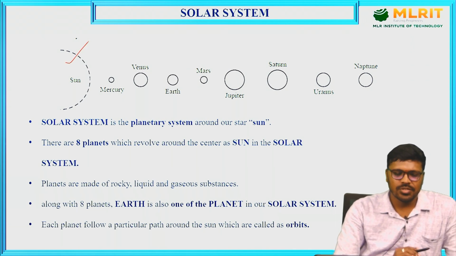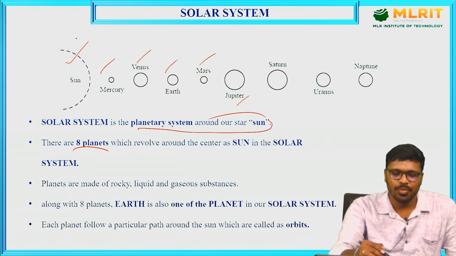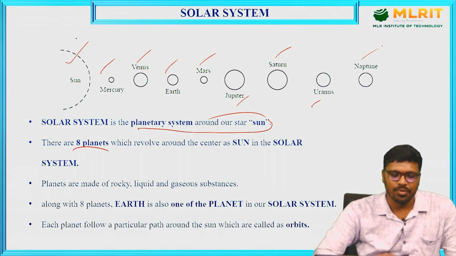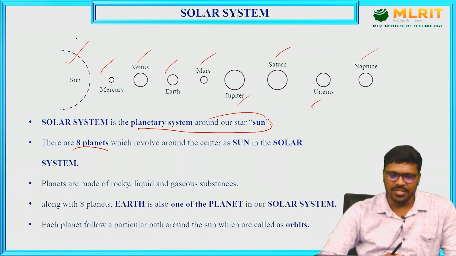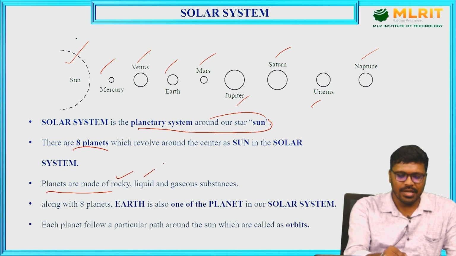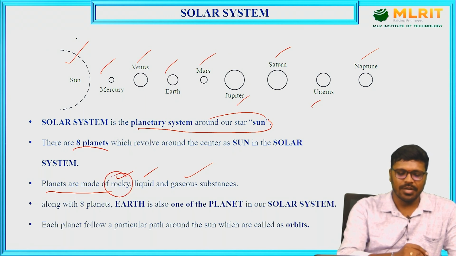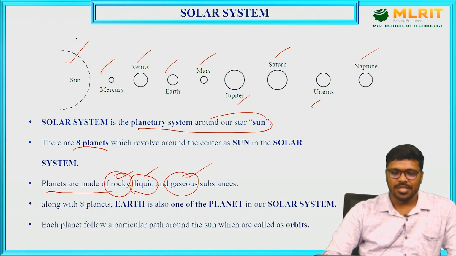Okay, coming to our solar system, the Sun is the center and there are 8 planets in the solar system: Mercury, Venus, Earth, Mars, Jupiter, Saturn, Uranus, Neptune. Even Pluto was there previously, but it is not considered a planet now. So now we have 8 planets in our solar system. All these planets are made of rocky, liquid and gaseous substances. You can take any planet, it can be made of rocky, meaning solid particles, liquid or gaseous substances.